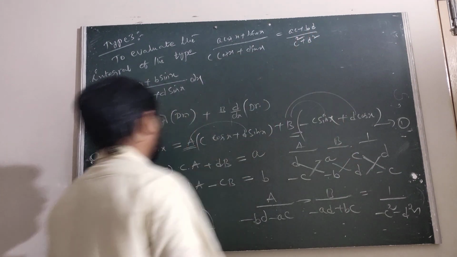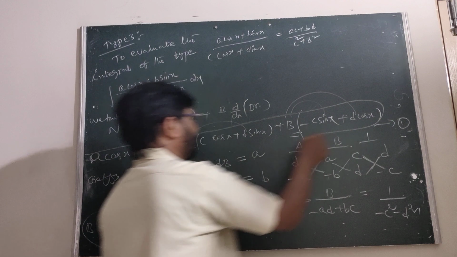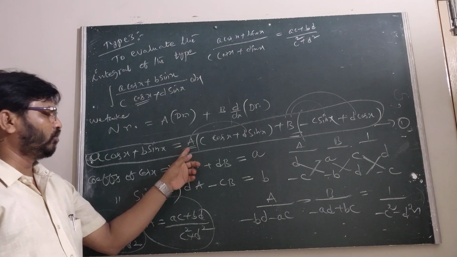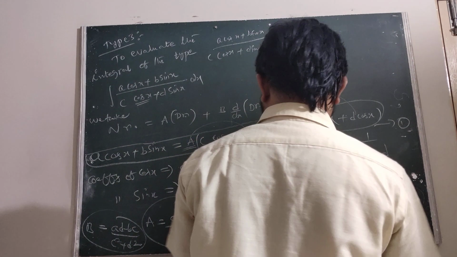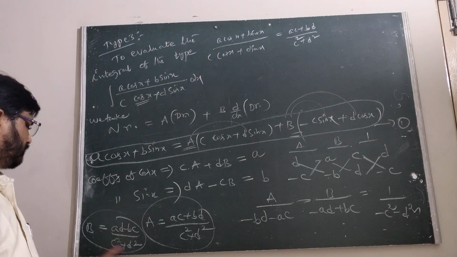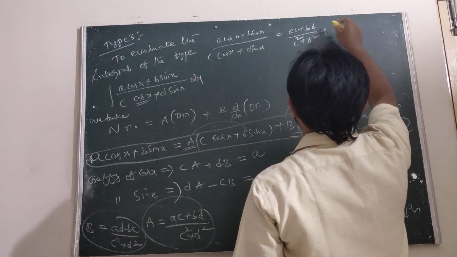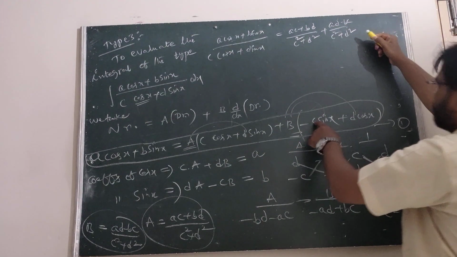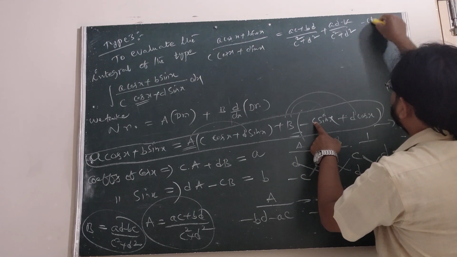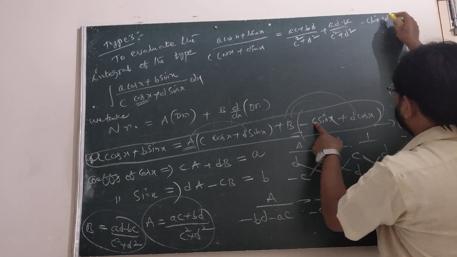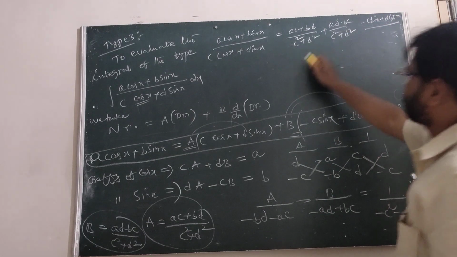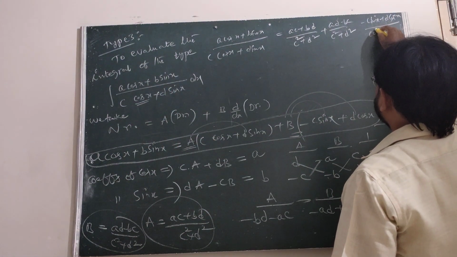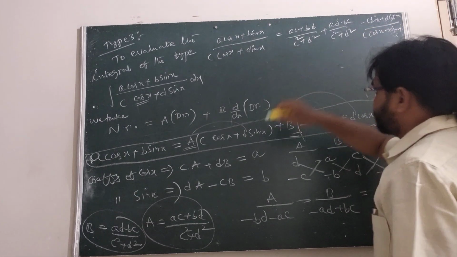Is it okay? We divide this complete expression by C cos x plus D sin x. C cos x plus D sin x is cancelled. We are getting only A, and A is that value. Now what is the value of B? B is AD minus BC by C square plus D square, and B has minus C sin x plus D cos x upon, so which term do we divide by? The denominator, C cos x plus D sin x. Is it clear?